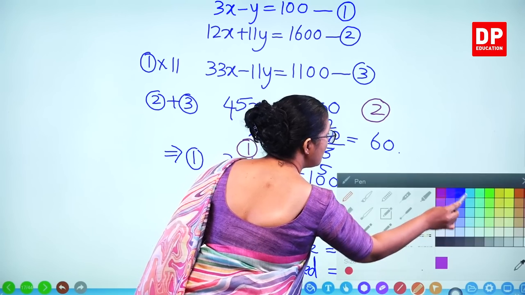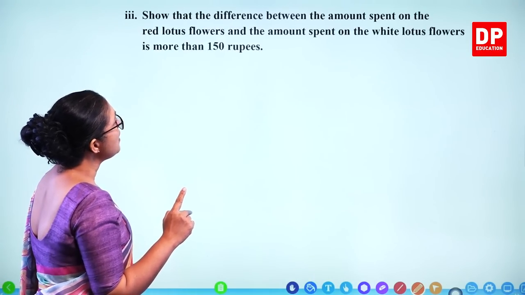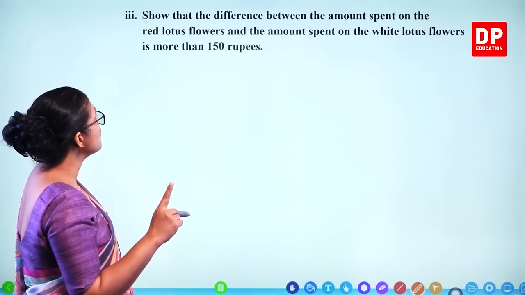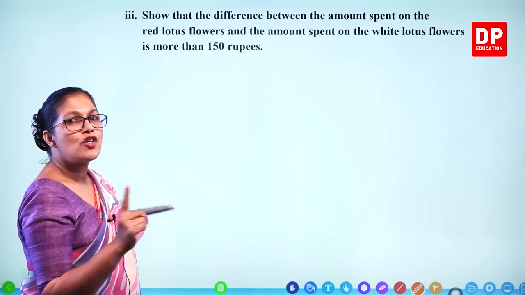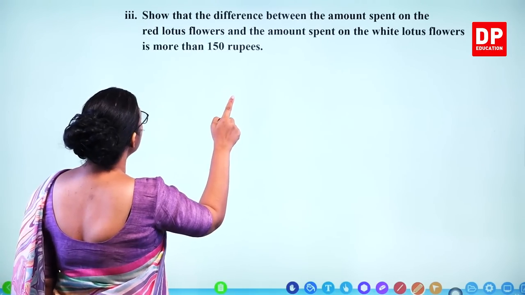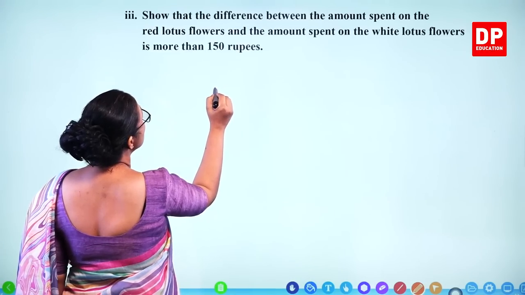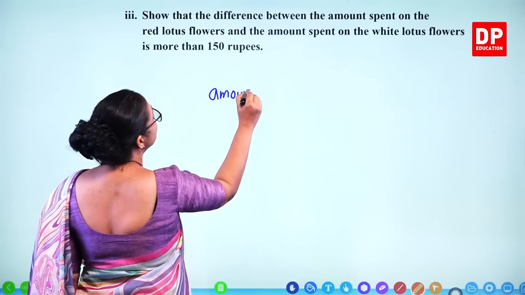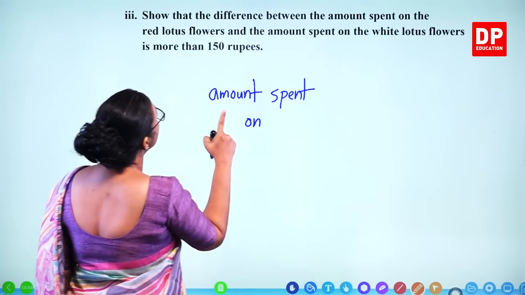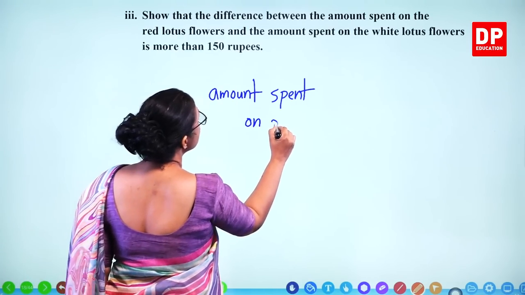Let's take the third one. The third part. Show that the difference between the amount spent on the red lotus flowers and the amount spent on the white lotus flowers is more than 150 rupees. So you can take the difference. So first you can find out amount spent. On which one? So red one first.